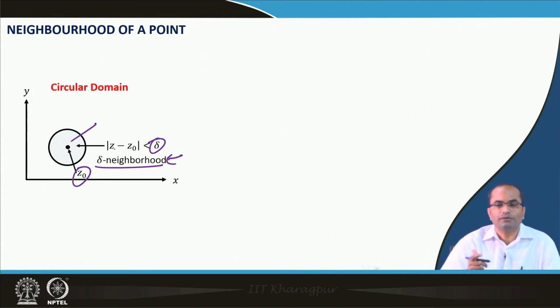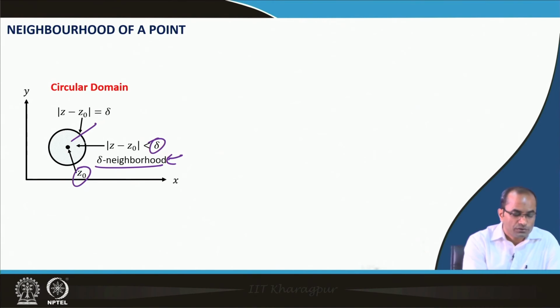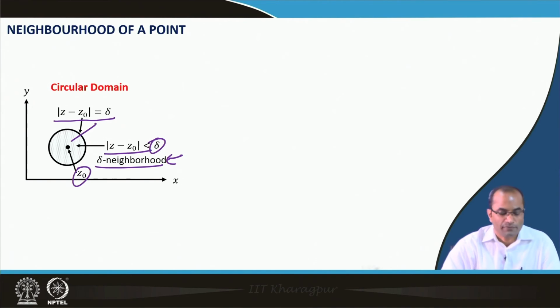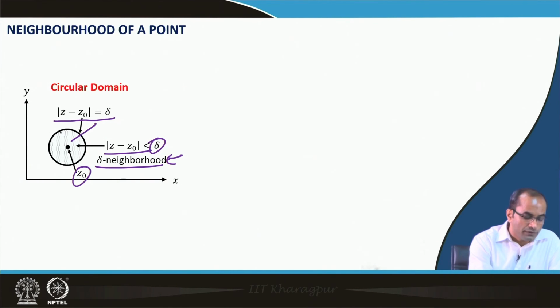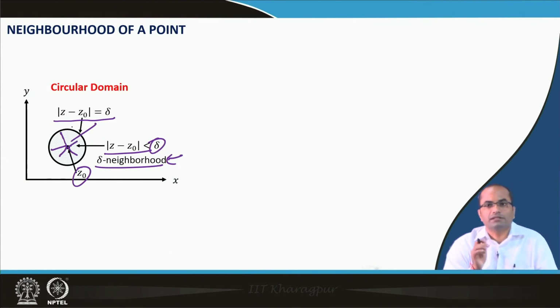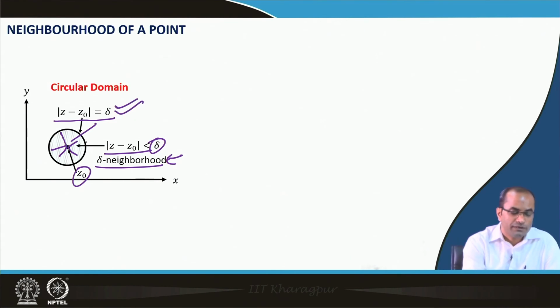Usually we take a very small number delta to define the neighborhood of this point. So on this boundary, the modulus of z minus z0 is equal to delta. The inner part is modulus of z minus z0 less than delta, because the distance to any point inside is less than delta. When we are on the boundary, this distance is equal to delta. Therefore this defines the boundary, the circle modulus of z minus z0 equal to delta.